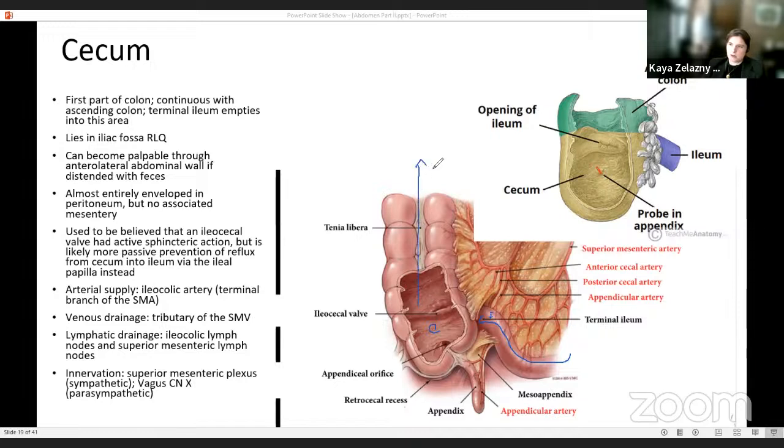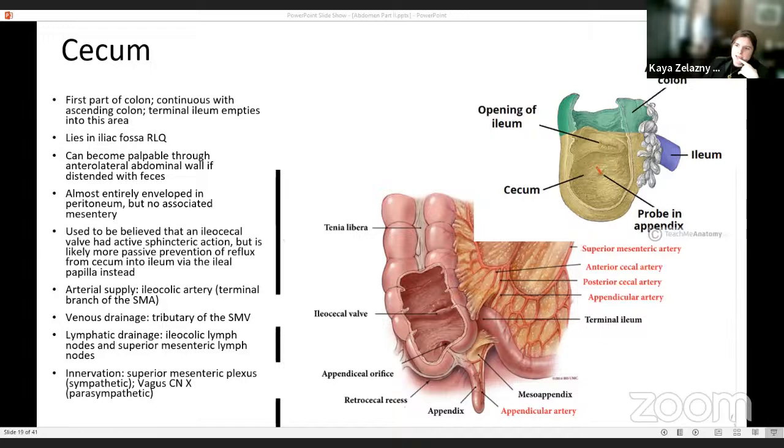So we're going to continue to go up as we move our digestive products along. Now, the cecum can be found pretty easily. It lies in the iliac fossa in the right lower quadrant. If it's distended and full of feces, you can actually palpate it through the anterolateral abdominal wall. If there's a lot of stuff in the cecum, you could find this just by pressing on it.